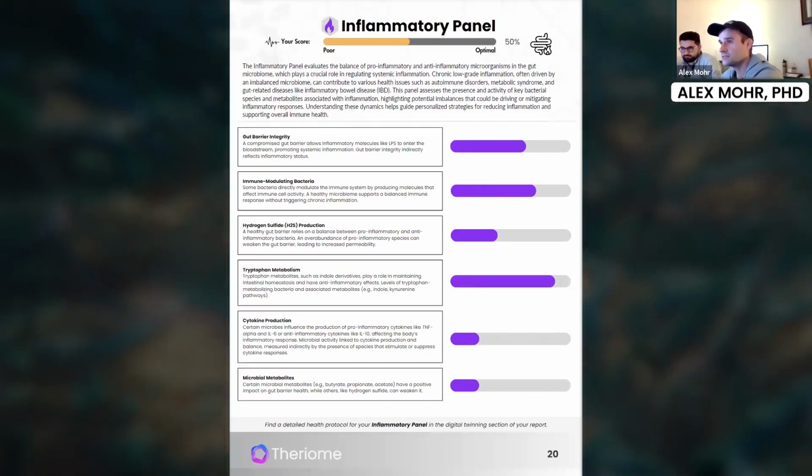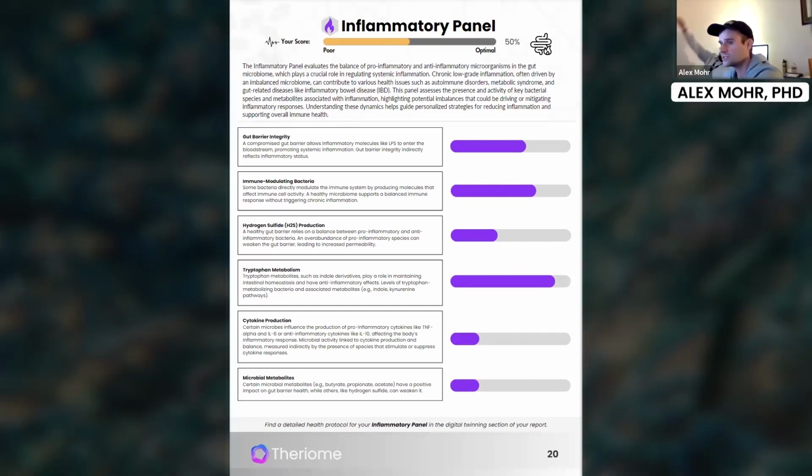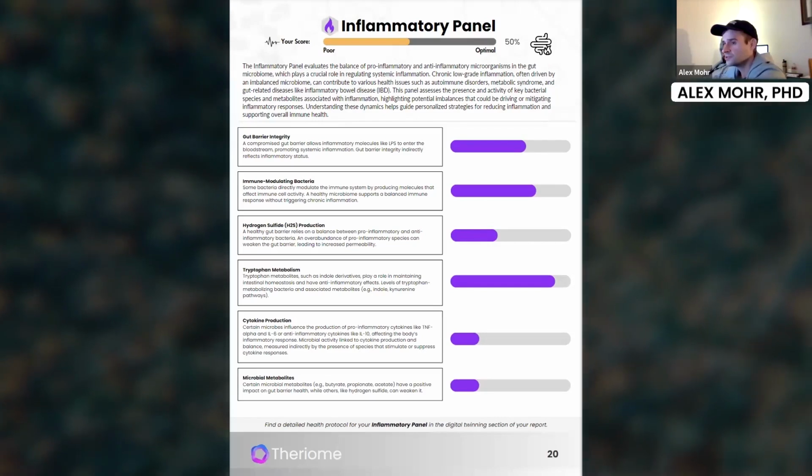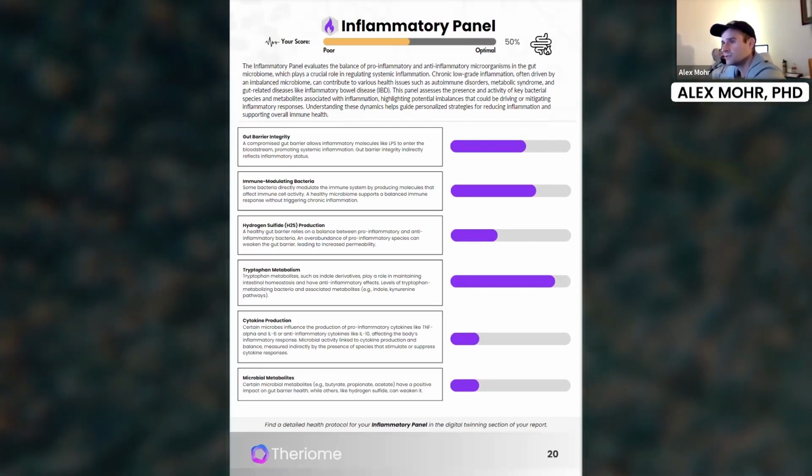And then the last is the inflammatory panel. Some unique components here, such as hydrogen sulfate production, tryptophan metabolism, inferring cytokine production. I think this is a good encapsulation.